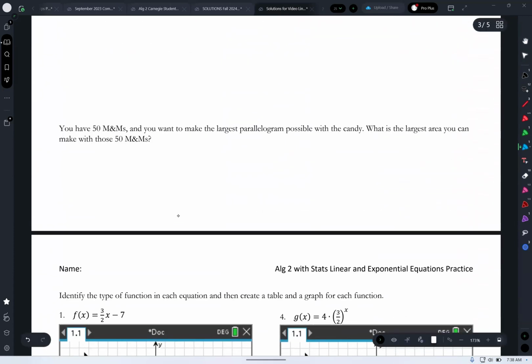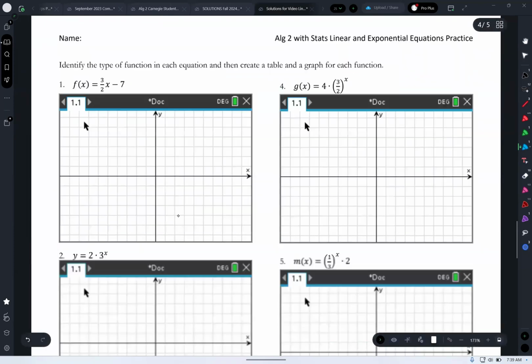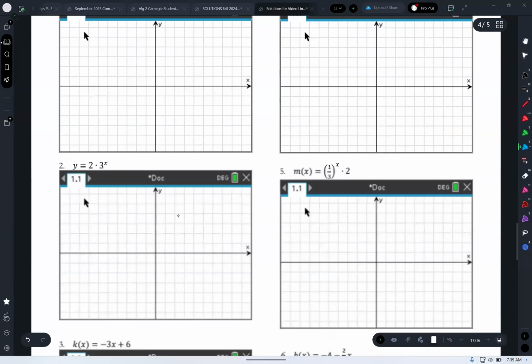You have 50 M&Ms and you want to make the largest parallelogram possible with the candy. If you're talking about area, you should think about gold rush. When we talk about area, it's equal to some number of units times some number of units. And so we're talking about units squared, that squared indicating quadratic. So you can play with it. You don't have to. Okay.